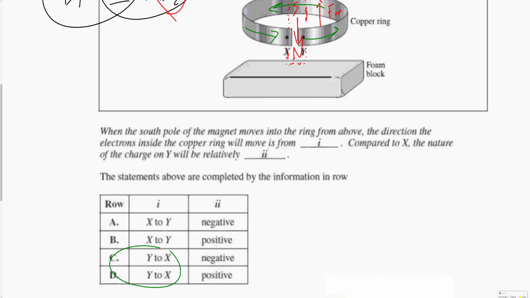If the electrons are leaving Y and collecting at X, negatives are leaving Y, then Y becomes positive. The electrons come back to X, collect at X, X becomes negative. So Y becomes positive and X becomes negative. So my answer for that one is D.